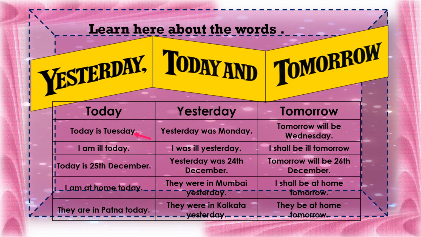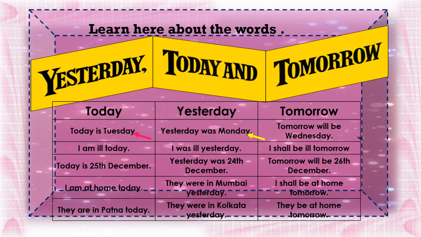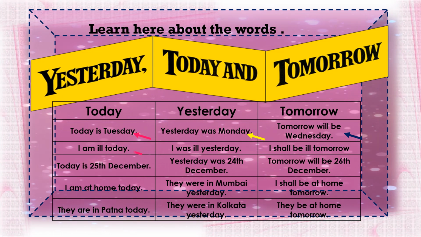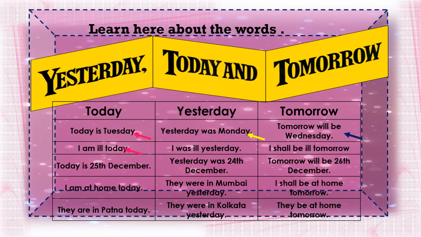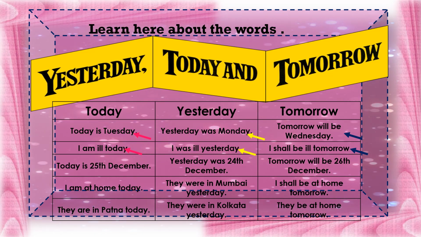Today is Tuesday. So yesterday will be Monday, or yesterday was Monday. Tomorrow will be Wednesday. I am ill today. I was ill yesterday. I shall be ill tomorrow.